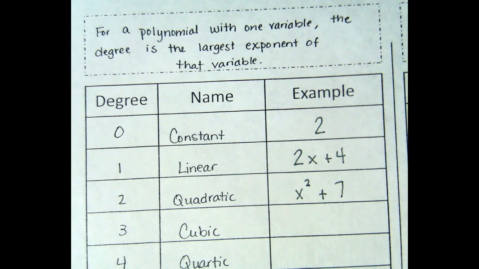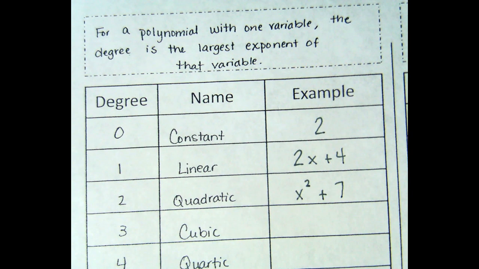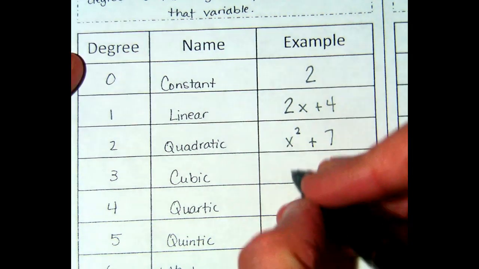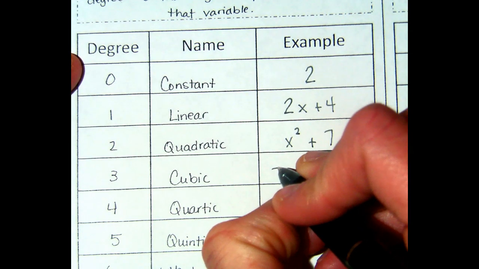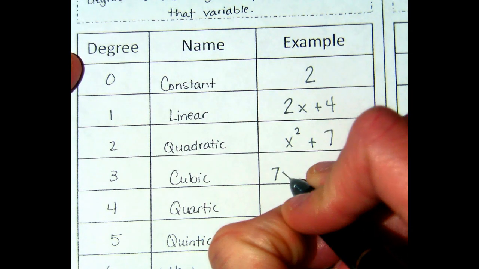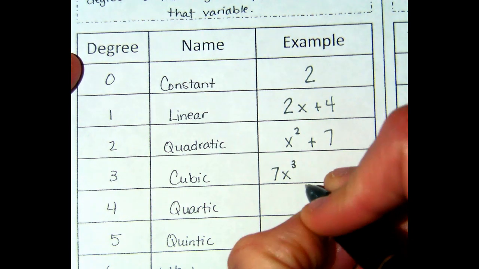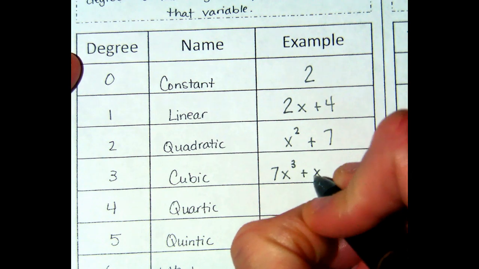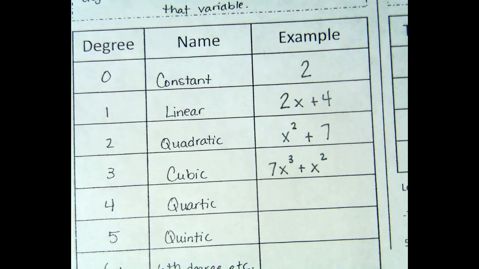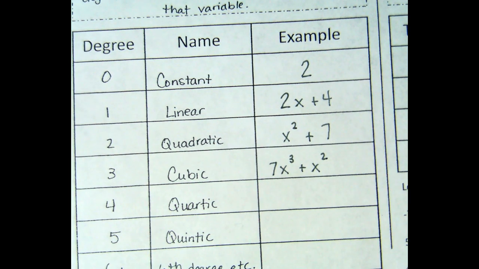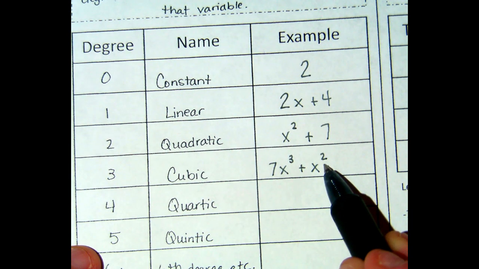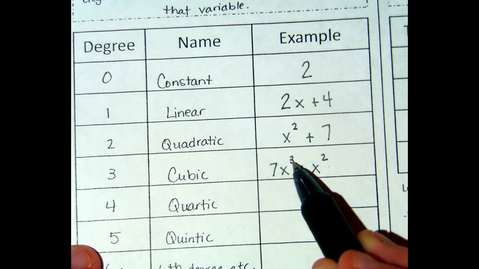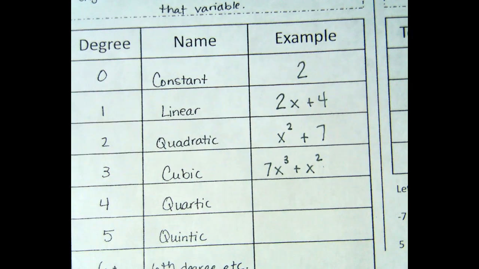Okay. How about cubic, which has an exponent of 3? 7 what? I want to put an x with it, or some variable. 7x to the third. Let's put plus x squared this time. Even though that one's got an exponent, how come it's cubic, not quadratic? The 3 is the biggest one, yes.